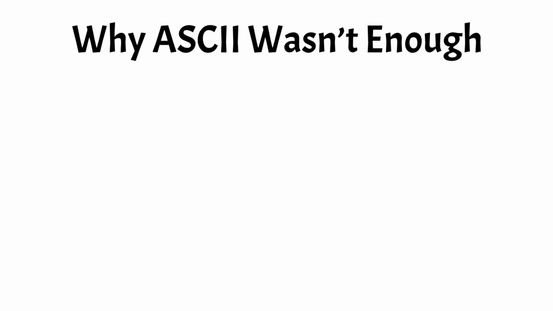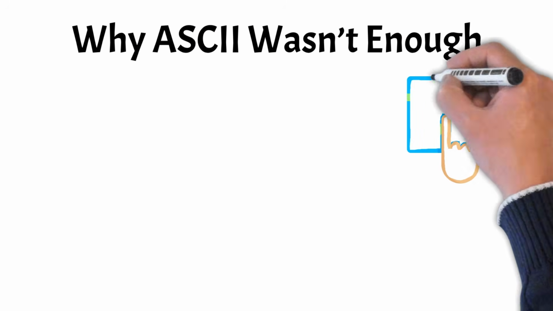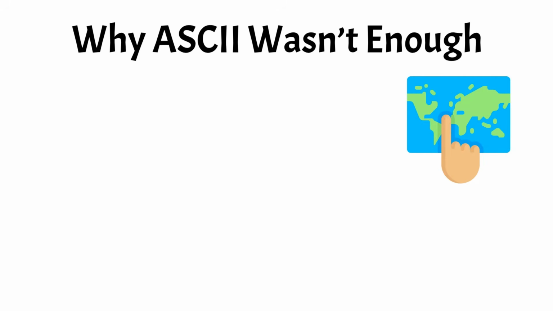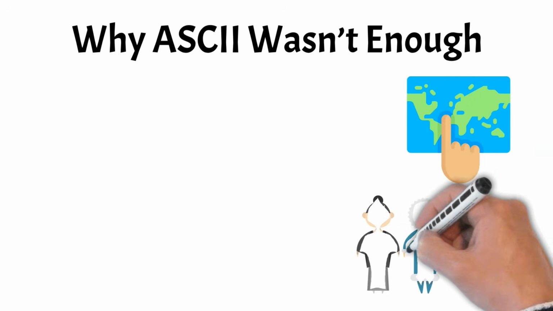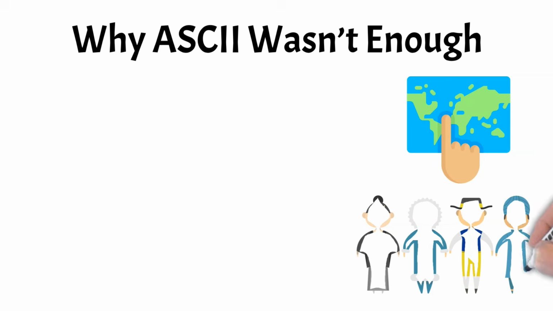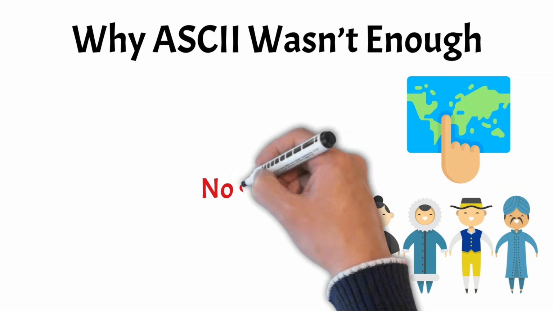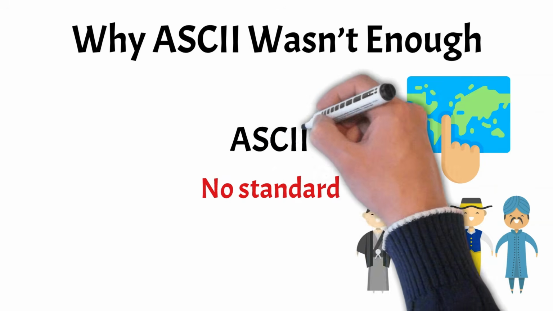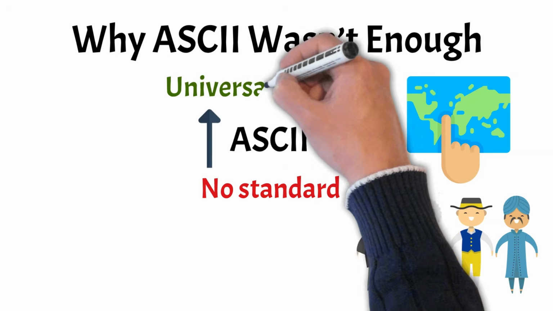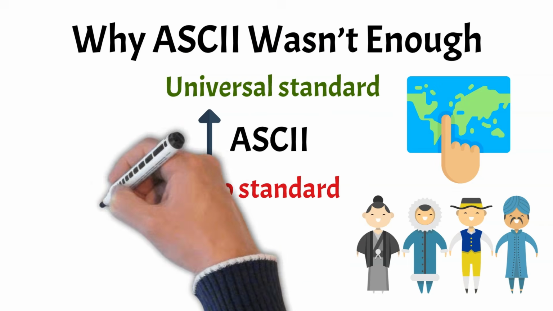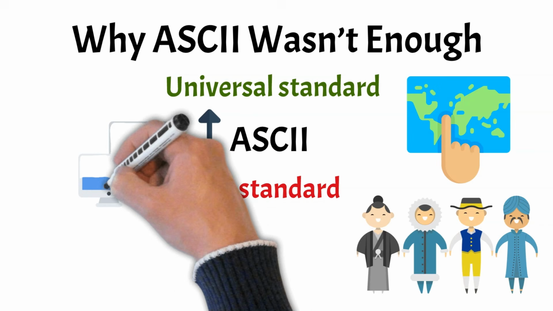As computers spread around the world, ASCII quickly reached its limits. Different countries needed additional characters for their own languages, including accents, symbols, and entirely new alphabets, so systems began extending ASCII in their own ways. At first, these extensions seemed like a reasonable solution. But as soon as text started moving between computers, the cracks began to show.